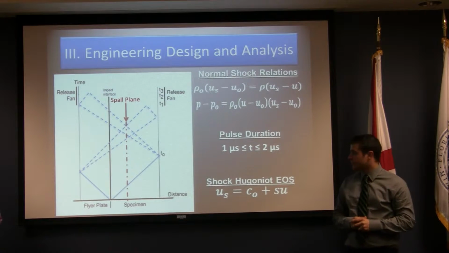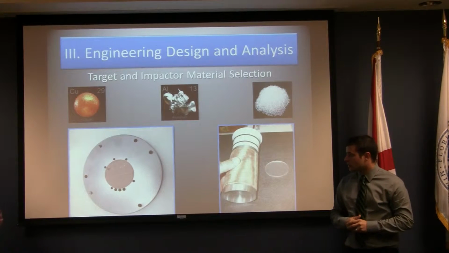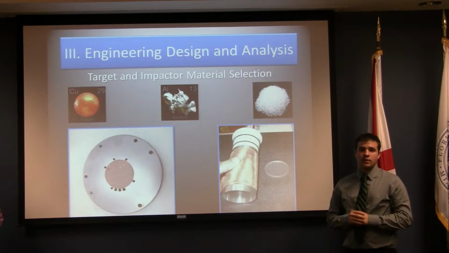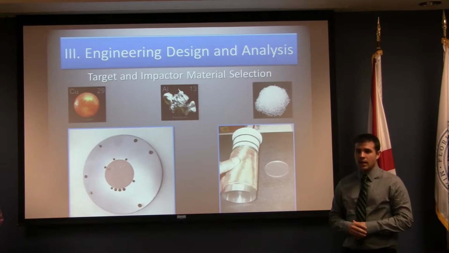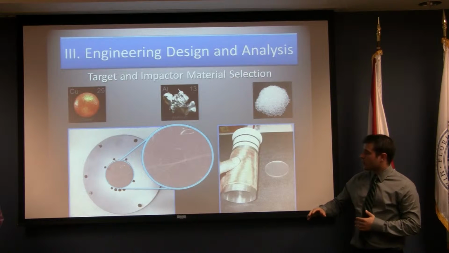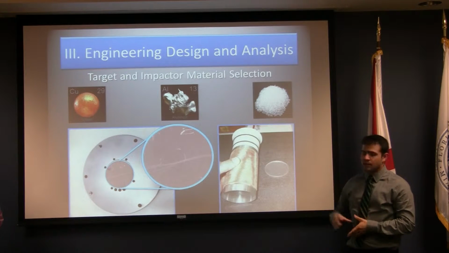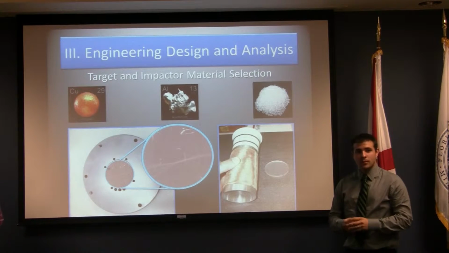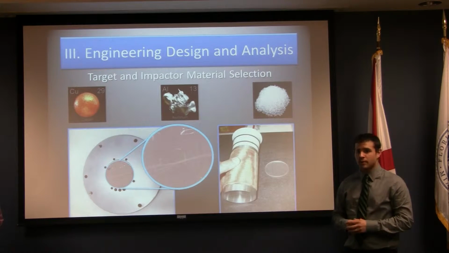These are some of the equations that we've used to calculate where the spall plane will be in the target. For the material selection, copper was used as the target because it's a very common material that the Air Force uses for many applications. Aluminum was also used for the momentum trap because they have a lot of access to aluminum, and it gets destroyed every time the experiment is conducted.